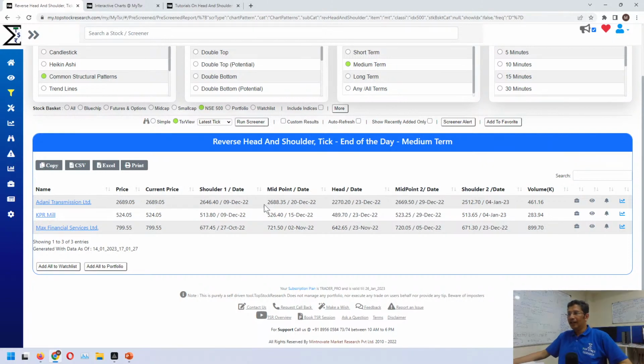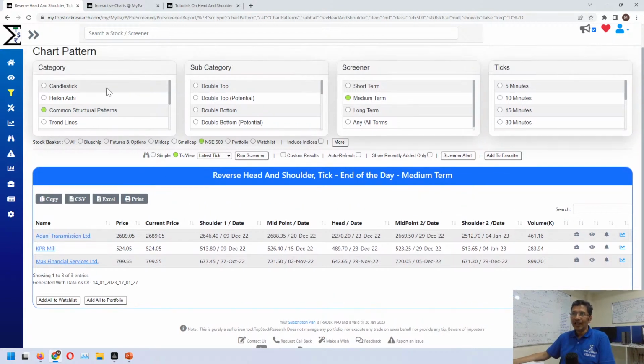They are pretty common, and this tool will also help you to filter out the stocks with the head and shoulder pattern. Similarly, there are quite a few patterns. Somebody mentioned Heikin-Ashi, candlestick, narrow range, wide range, CPR. We'll be covering all these things in subsequent sessions.